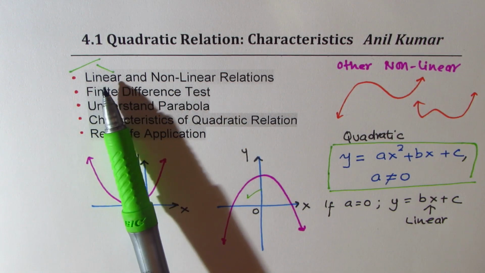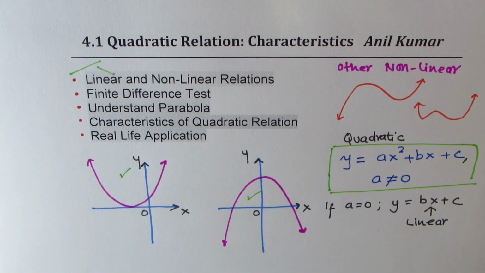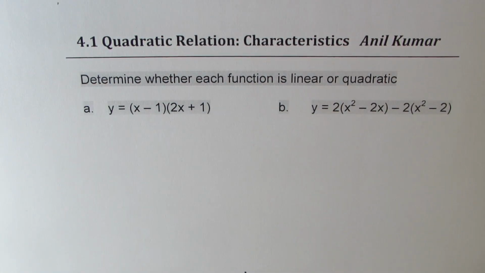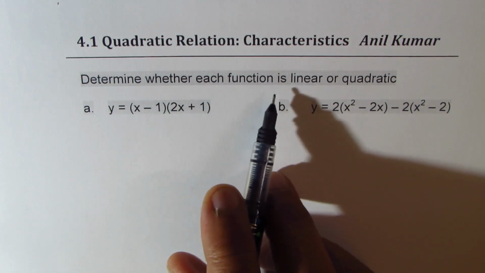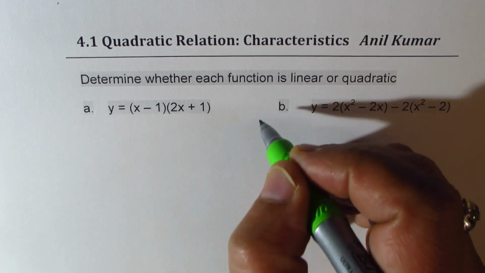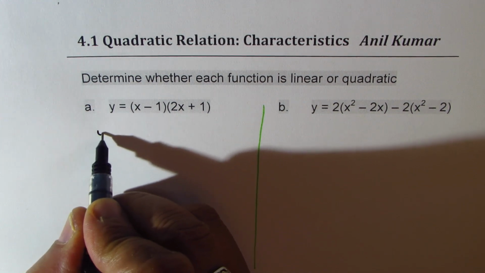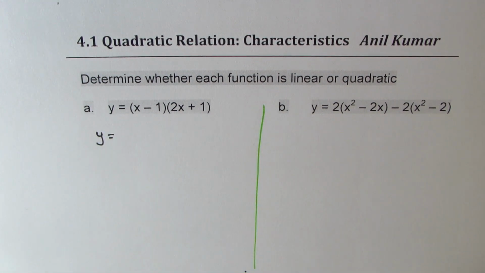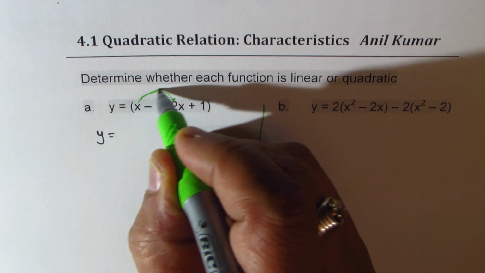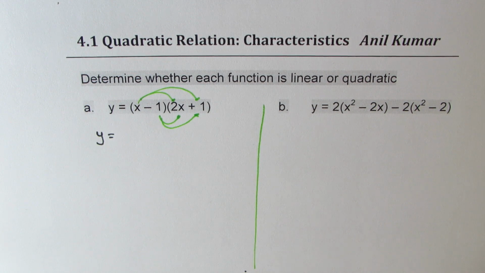So now let's move on and test some equations, whether they are quadratic or not. We have two equations here. You need to determine whether each function is linear or quadratic. So the idea is to simplify these equations. Looking at them, you could guess, but at times you could be wrong. So we'll just see how. For the first one, let's apply the distributive property. We'll first multiply both the terms by x and then by minus 1, collect like terms and then simplify.